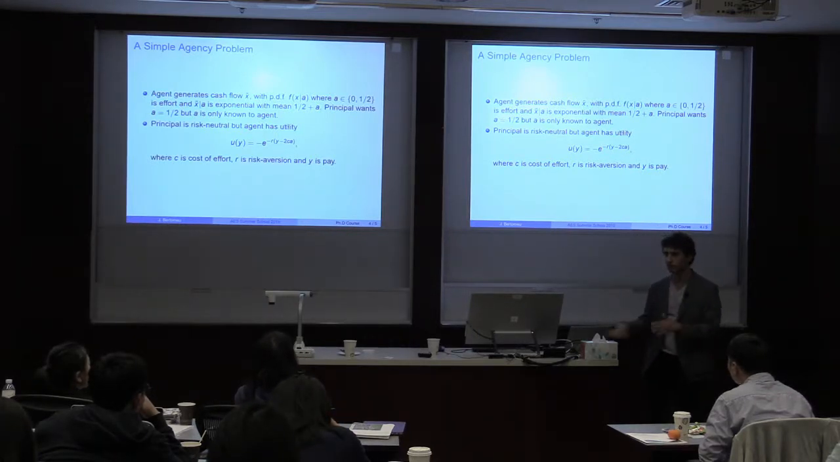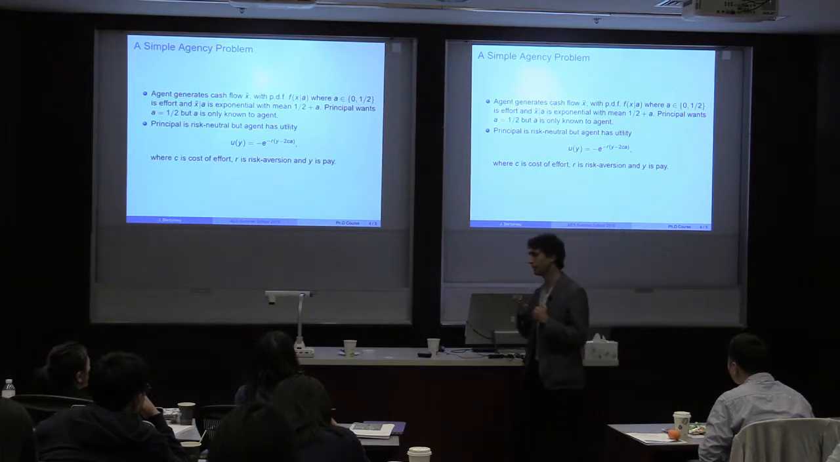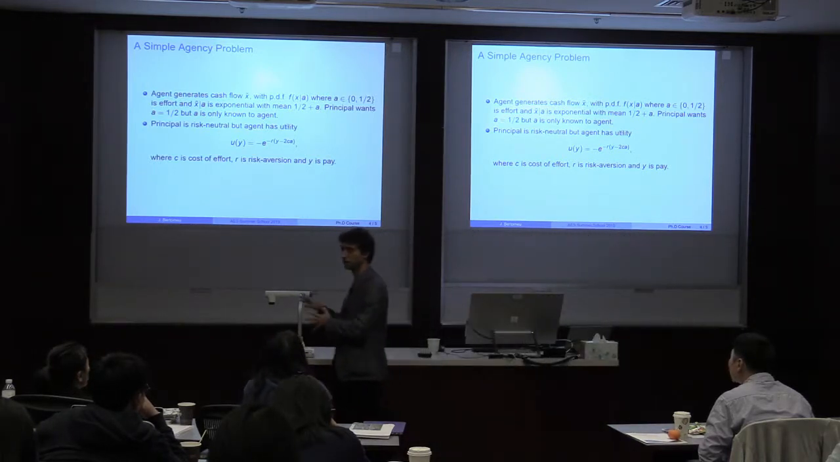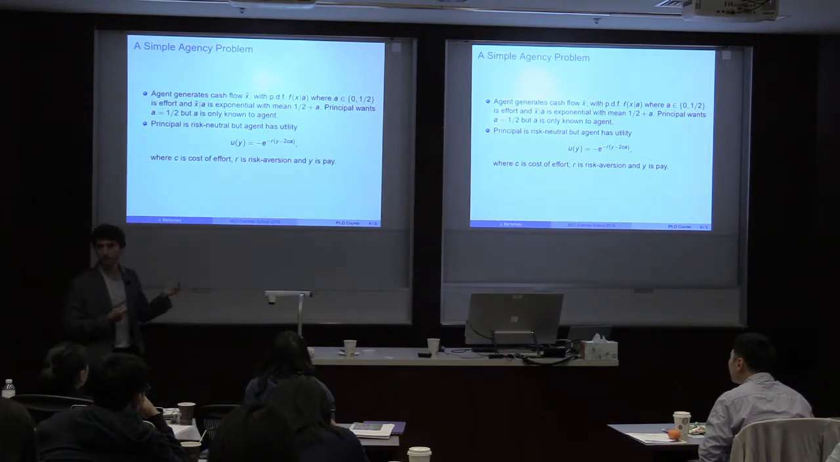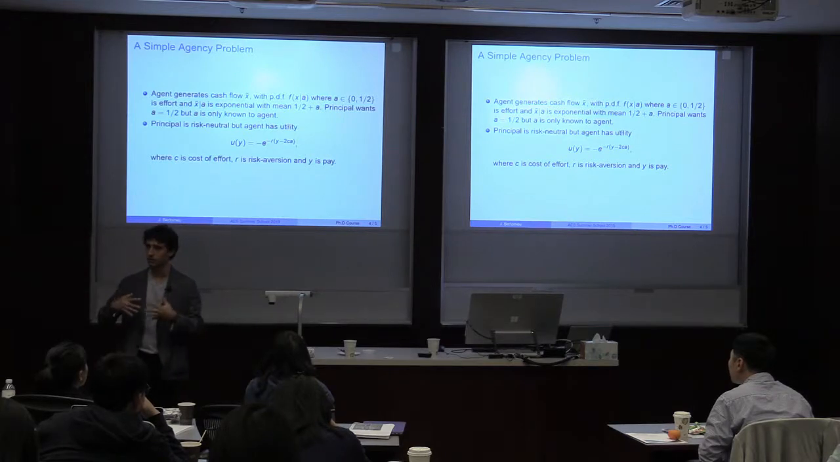If A is greater, then the likelihood ratio will be higher for good news. So you see an effect on the likelihood ratios, and so high events will indicate high effort. This is what we want to stay within the classic model.